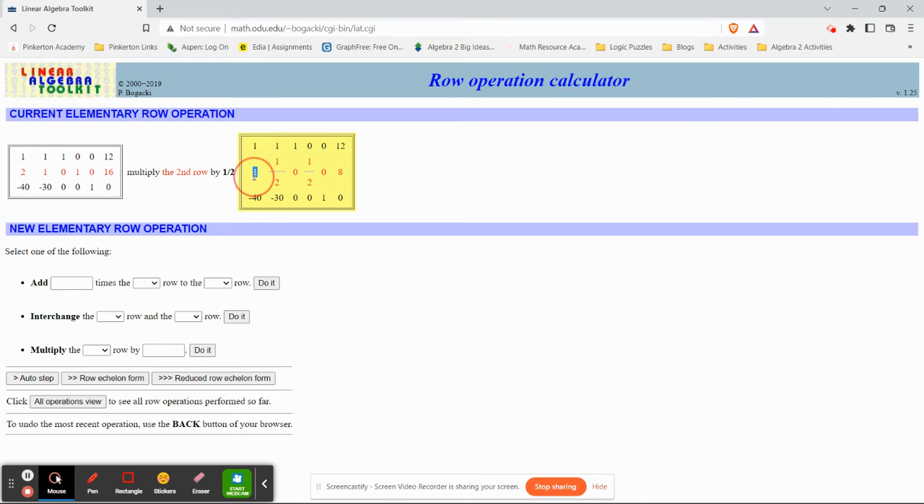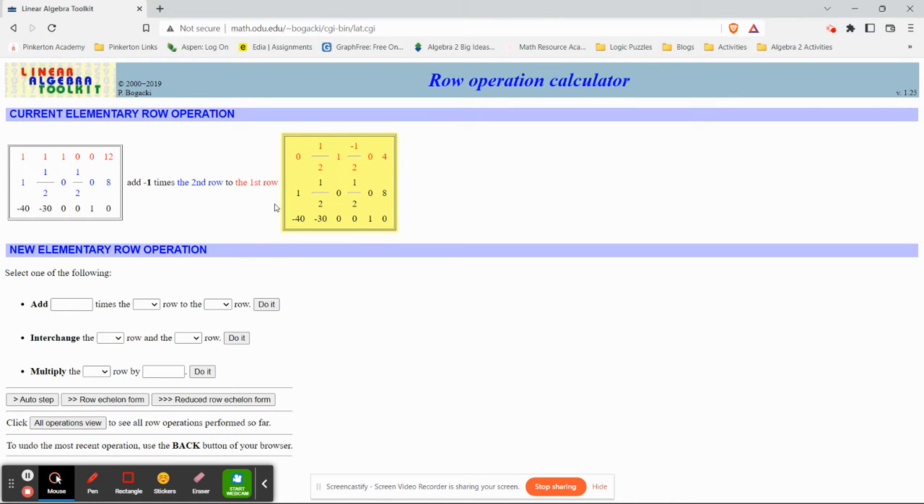Okay, so this is my pivot. I'm going to use this to get rid of these 2 numbers here and here. So I want to use this 1 to get rid of the 1 in the top row up here. How do I do that? Well, I'm going to multiply this row by -1 and then add it to the top row. So I'm going to add -1 times the second row to the first row. Okay, I clicked do it, and now I've got my 0 here. Some still fractions, that's okay.